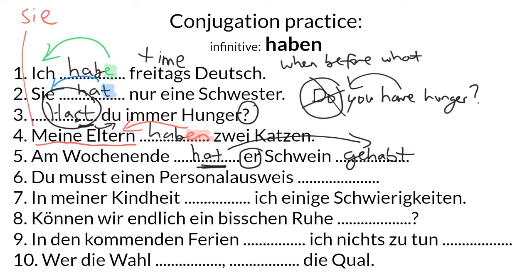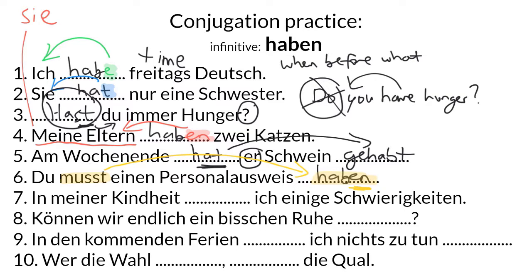Number 6, du musst einen Personalausweis haben. You have to have a personal identity card. In this case, we've got haben in the infinitive form at the end of the sentence. Why is that? Well, it's because we have a modal verb as the first verb, and the modal verb always sends the next verb to the end of the sentence with an en ending and no zu.